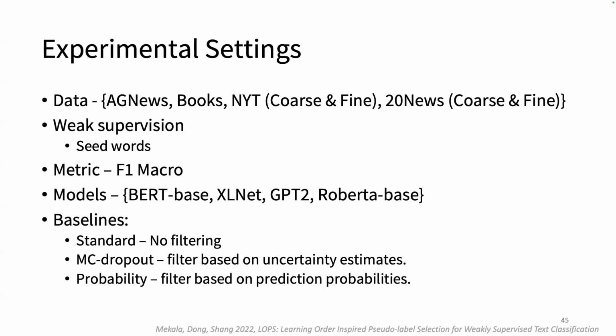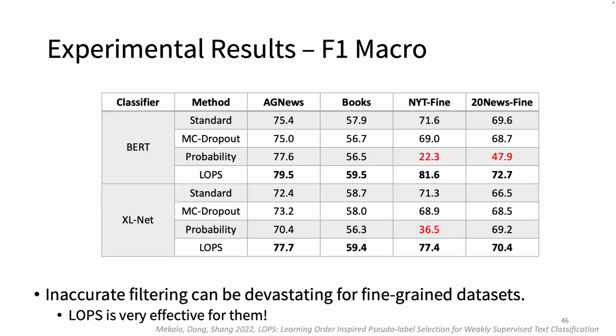We experiment with different models belonging to different families like BERT, XLNet, GPT-2, RoBERTa, and different sizes. We also compare against baselines, standard MC dropout and probability. So it's no filtering, filtering based on uncertainty estimates, and filtering based on the prediction probabilities. In this table, we only show the results of BERT and XLNet, but we did experiments with 4 or 5 classifiers. It's in the paper, in the big results table. We show results on 4 datasets, although we experimented on more.